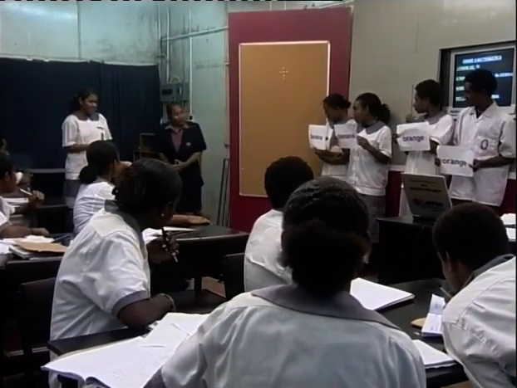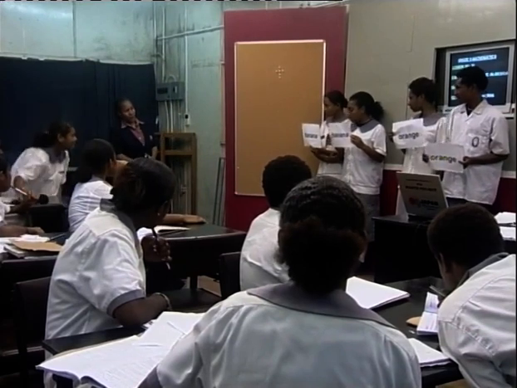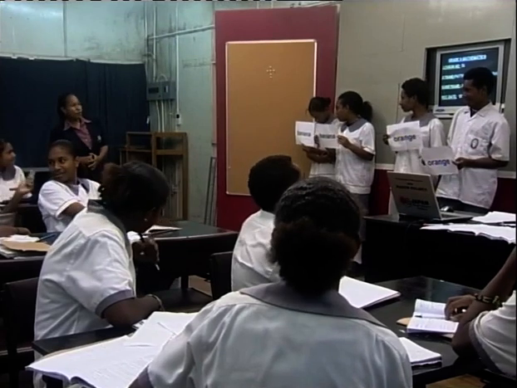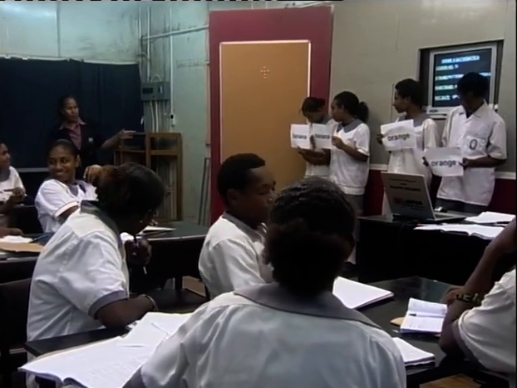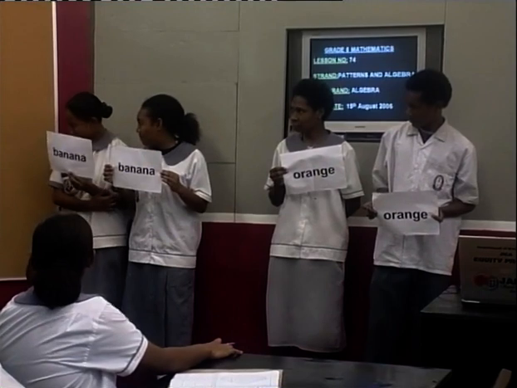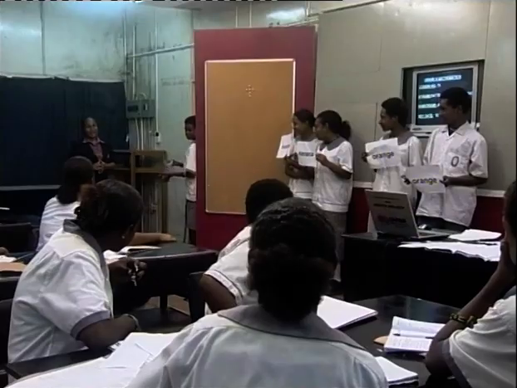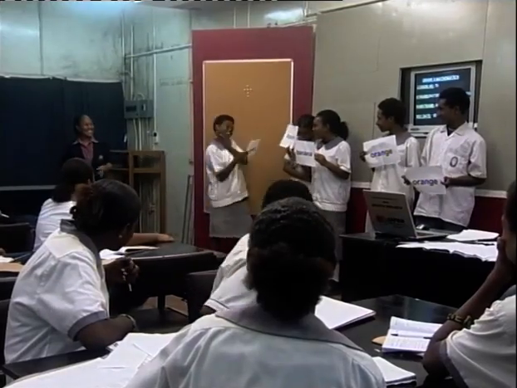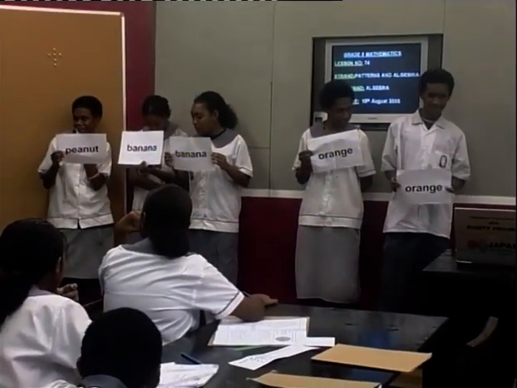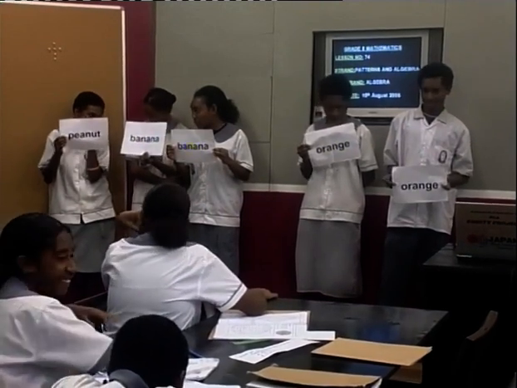Okay, now let's see. Our answer says 2 oranges, 2 bananas, and 1 peanut. Now, anything wrong? What is wrong? Okay, peanut. Maybe peanut has no ears to listen. All right, good. Let's have the peanut come in. Thank you. Anyway, Philippa has ears, right? Thank you. So, to confirm our answers now, the opposite of addition is subtraction.